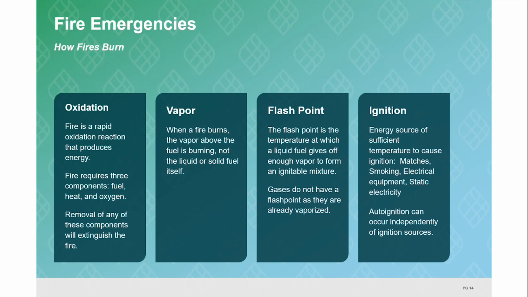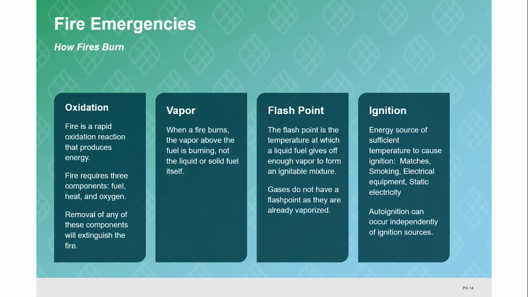We're going to discuss fire emergencies. Fire is a rapid oxidation reaction that produces energy in the form of heat and light. Fire requires three components: fuel, heat or energy, and oxygen. These three components lead to a chemical chain reaction as rapid oxidation begins. The chemical chain reaction is what most people describe as fire. Removing any of these components will extinguish the fire.